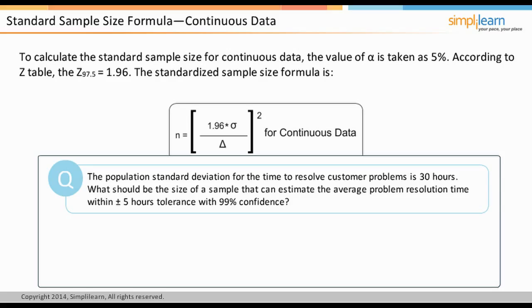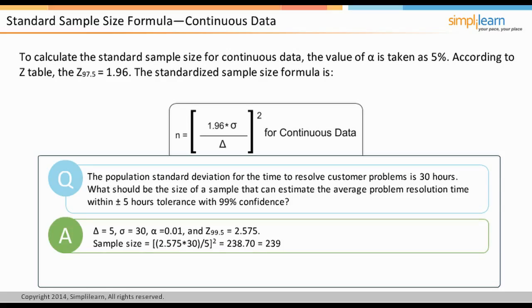The population standard deviation for the time to resolve customer problems is 30 hours. What should be the size of a sample that can estimate the average problem resolution time within plus or minus 5 hours tolerance with 99% confidence?